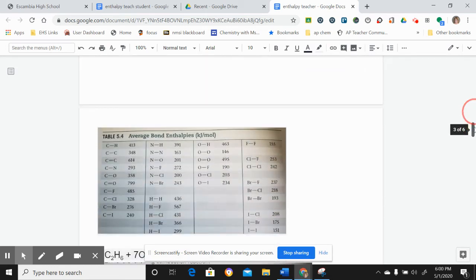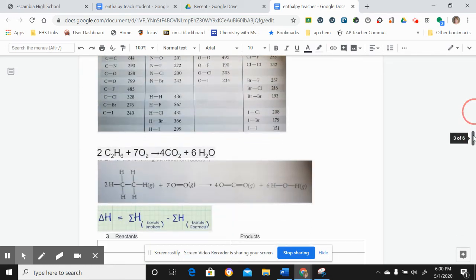Let's look at another problem here. So now I have two C2H6s bonded with 7 oxygens. I have to have a balanced equation. If you don't have a balanced equation, you're not going to be able to get the right answer. And it forms 4 CO2 plus 6 H2Os.